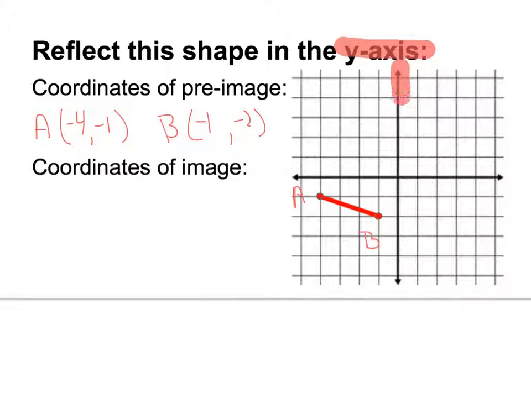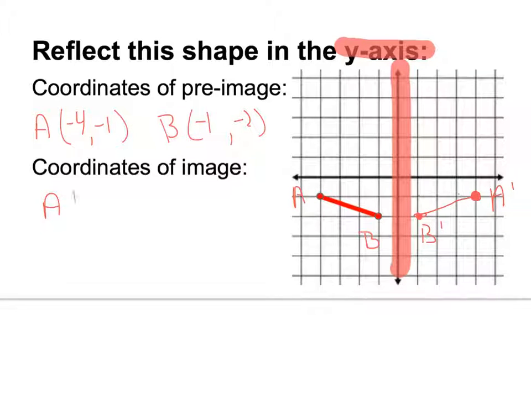So go ahead and highlight the y-axis. This is super important to do because I mess it up myself if I don't do this. It's really important to do that. So now we are looking at left and right along this y-axis. If you look at point A, it is 1, 2, 3, 4 away from the y-axis on the left. We're going to go 1, 2, 3, 4 to the right. That's where A prime is going to be. And then B is 1 to the left, so we're going to go 1 to the right of the y-axis for B prime. So there is our line segment that's been reflected.